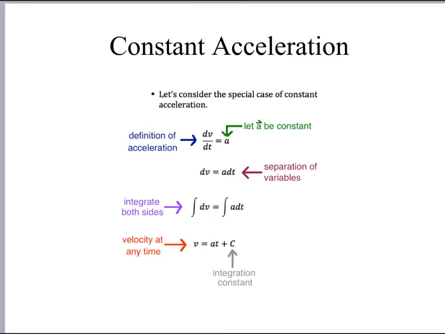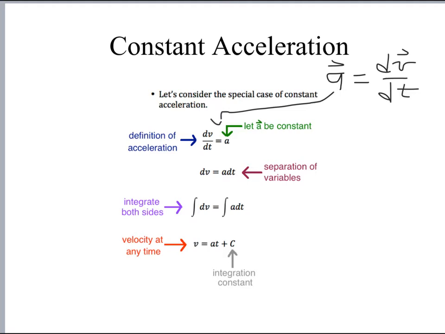So we want to consider acceleration, and remember that the definition of acceleration is that the acceleration is equal to the derivative of velocity with respect to time. And of course, acceleration and velocity are both vectors. Now, I'm going to take this and consider the special case of constant acceleration. And so I've got dv by dt is equal to the acceleration.